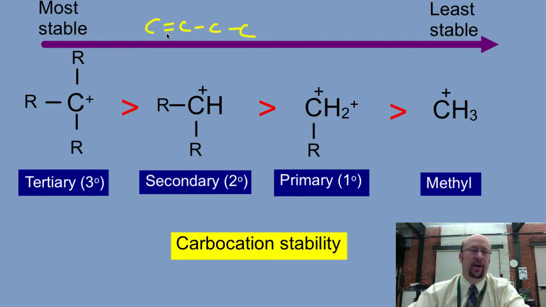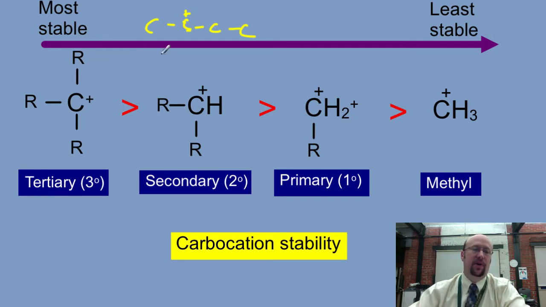So if I get rid of my double bond there, and get a single bond, then it's much more likely to get the carbocation here than it would be over here, because I've got more carbon-carbon connections over here. What makes carbocations more stable is having more carbon-carbon connections.